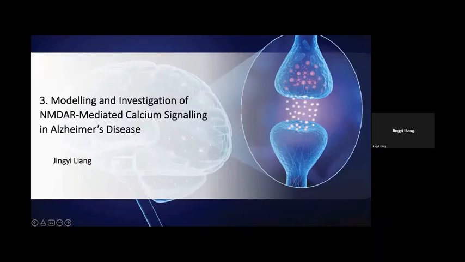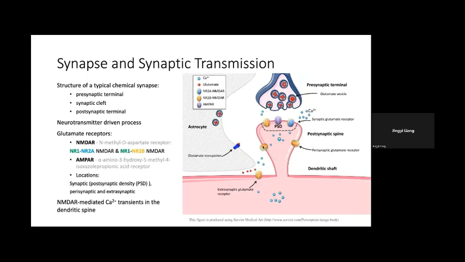Okay. Hello, everyone. My name is Jingyi Liang. Now I'm going to present a model as an example to show how the computational model approach can help scientists understand the dysregulation of AD. We have used this model to investigate the NMDAR-mediated calcium signaling in AD. First, I'd like to give you some background information of the model.